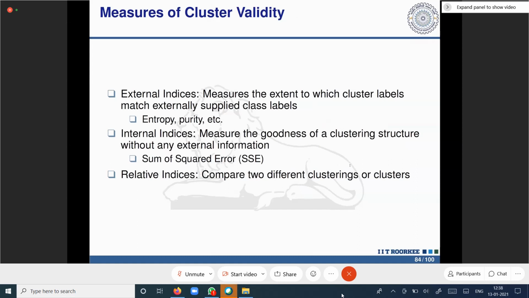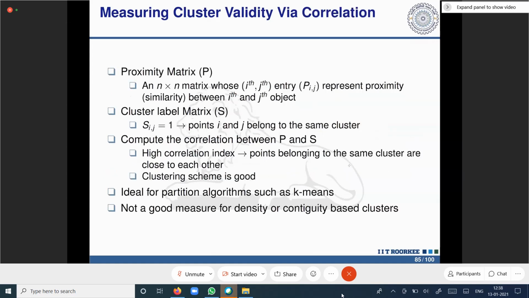So for this, there are some external indices which measure the extent to which cluster labels match externally supplied class labels. If this is available, then we can use something like entropy or purity, which match the cluster labels with ground truth labels. But if that is not available, we have to resort to internal indices, which measure the goodness of a clustering structure without any external information, like sum of squared error, SSE. Apart from that, there are some relative indices which compare two different clusterings or clusters.